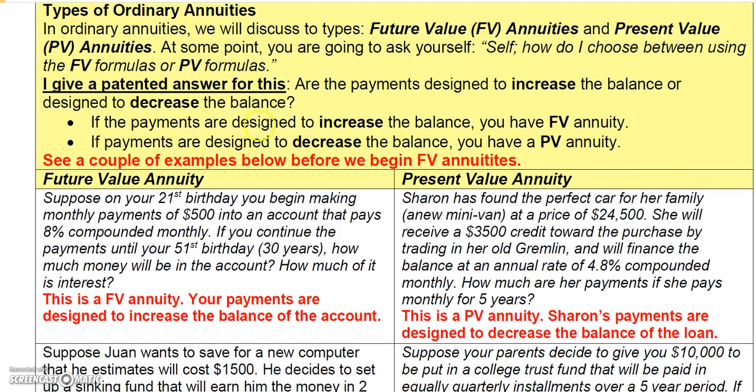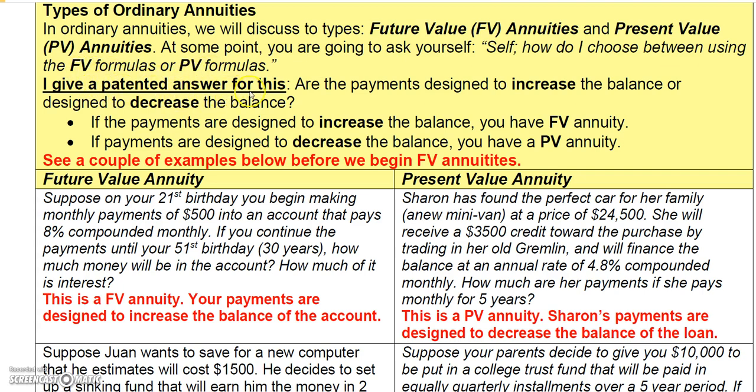Now, there's two types of ordinary annuities that we're going to talk about. In this section, I'm going to focus on future value annuities, but in the next section, I'll focus on present value annuities. And at some point, I promise you, you're going to ask yourself, how do I know whether I use a future value formula or present value formula?